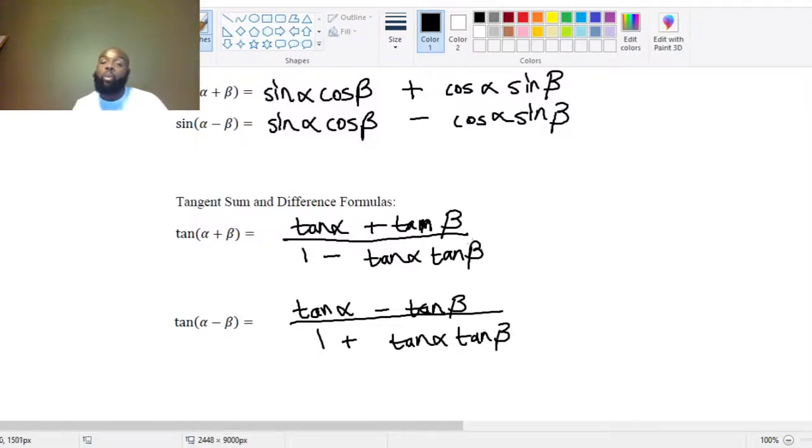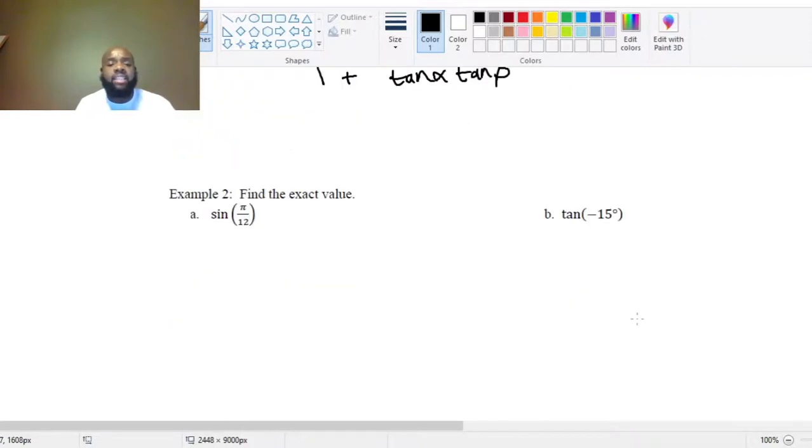All right. I will tell you that you do not have to memorize these formulas. I will give you these formulas, but although I say that, it's your best bet to memorize them so that you can get used to using them. All right. Let's look at some examples.